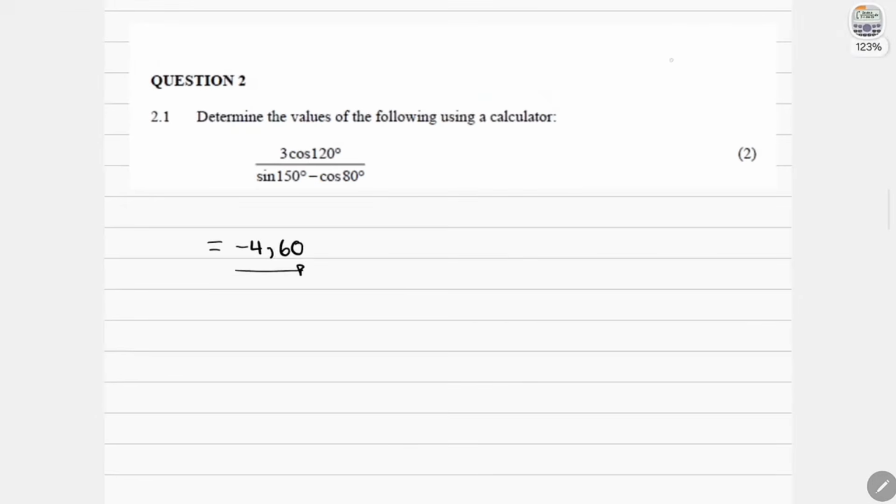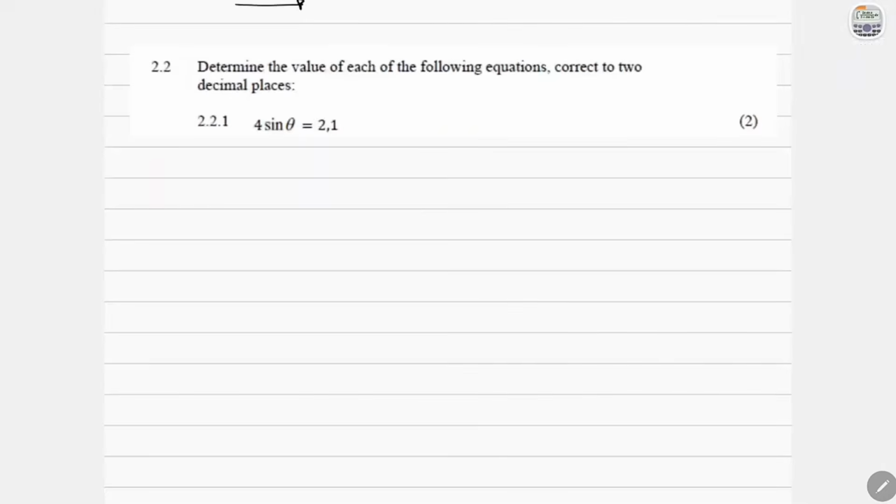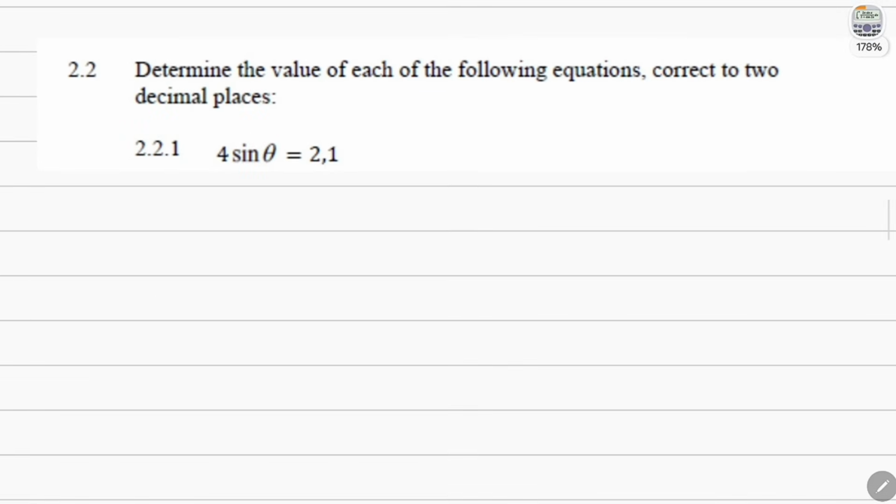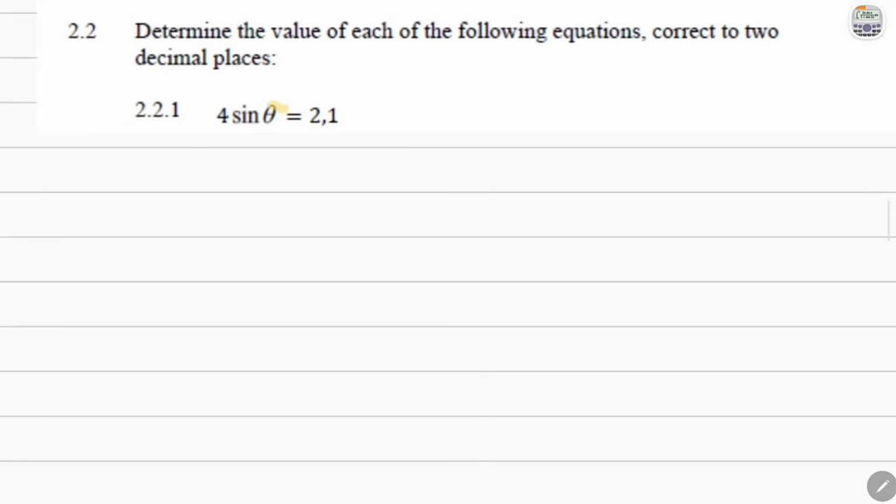Moving on to the next question. The next question says 2.2, determine the value of each of the following equations correct to 2 decimal places. So 2.2.1, we have 4 sine theta is equal to 2.1. Okay, so you just have to find the value of theta. Okay, so we need to solve for theta.